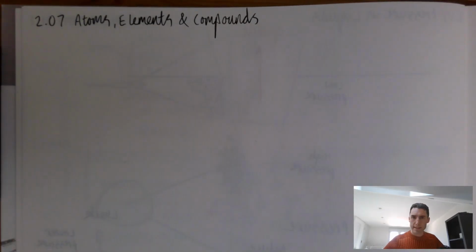This video is on atoms, elements and compounds. This is the first lesson that I'm going to talk about in the second unit within the Key Stage 3 curriculum, which is lab skills and an introduction to chemistry.